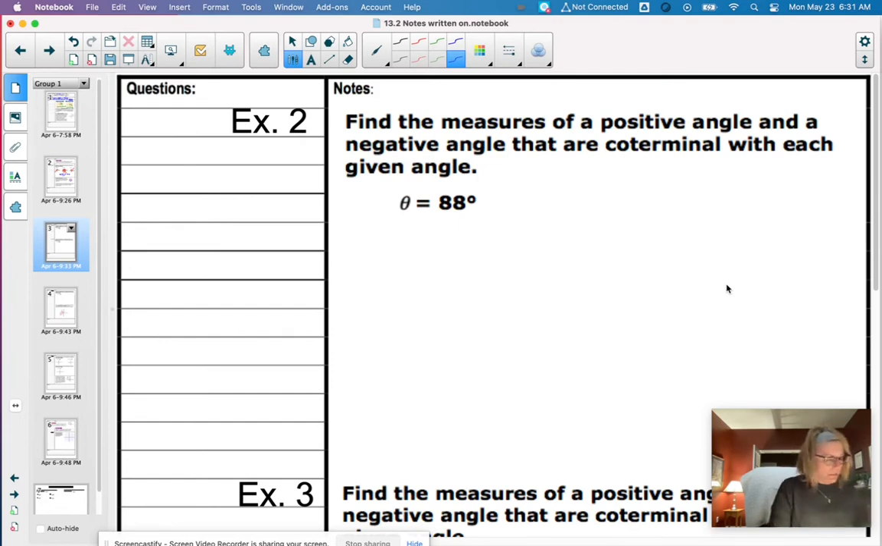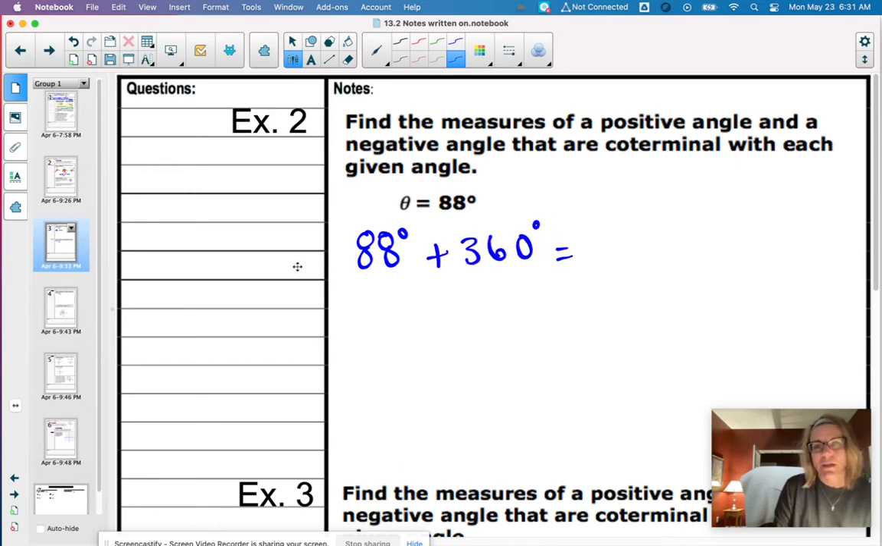All right, example 2. Here we go. Find the measures of a positive angle and a negative angle that are coterminal with each given angle. These you're going to find are very, very easy. All you're going to do is take your angle given and add 360. Think what that's doing. That's doing a complete circle around, and you're ending at that same terminal side.